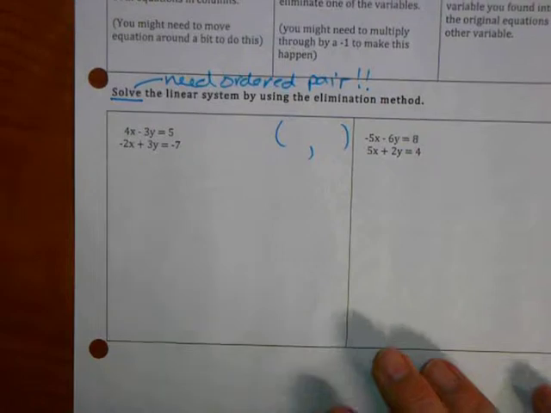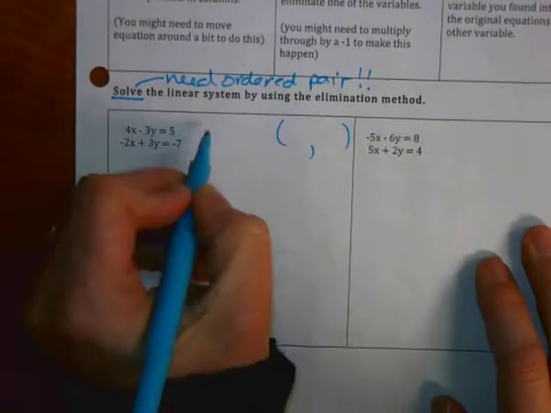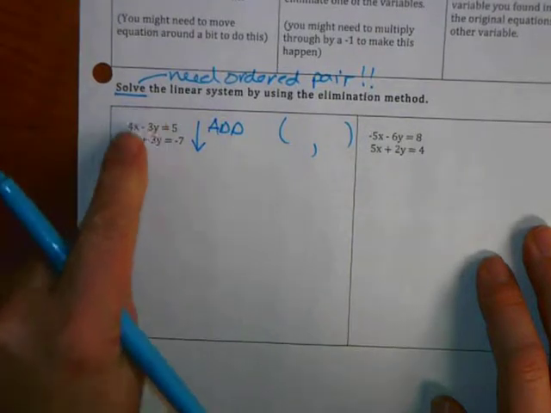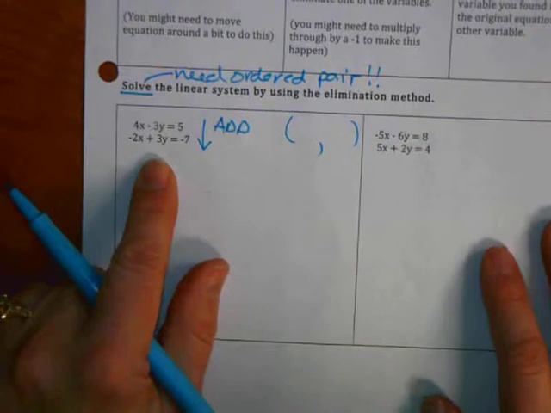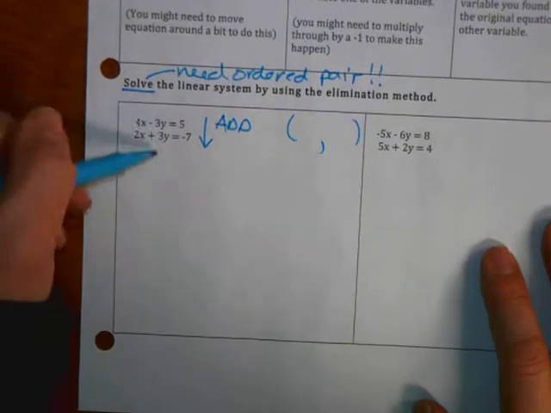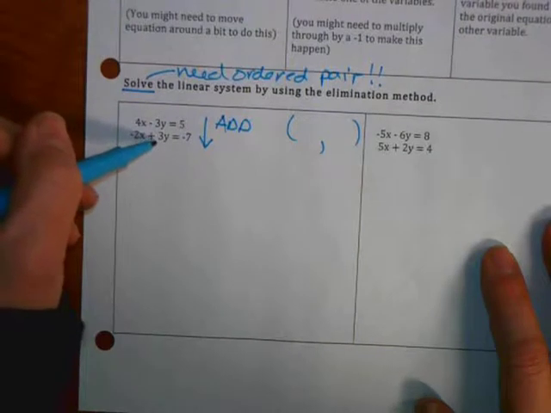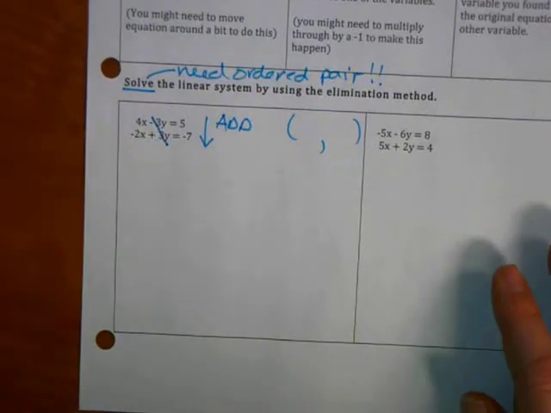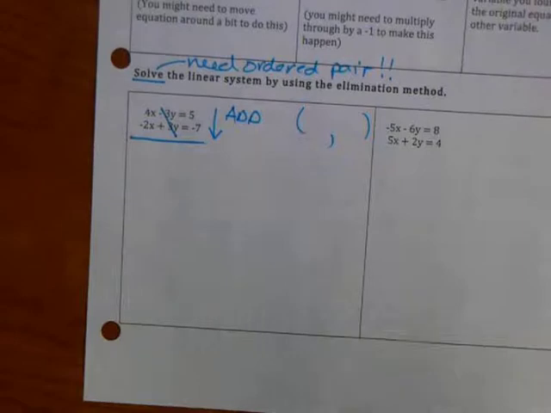Elimination is a beautiful thing, but I am ready to start. If I add down, I add my columns, will I be able to eliminate one of the variables as the numbers are right now? Yes. Which variable can I eliminate if I add? The y's will go away, won't they? Negative 3y plus positive 3y is 0y. So I'm going to cross those out. Then I'm going to draw a line underneath here. I'm going to add the columns down.